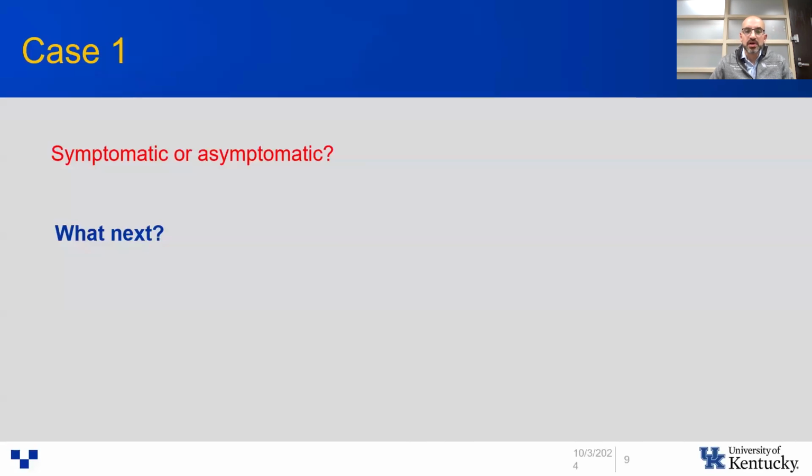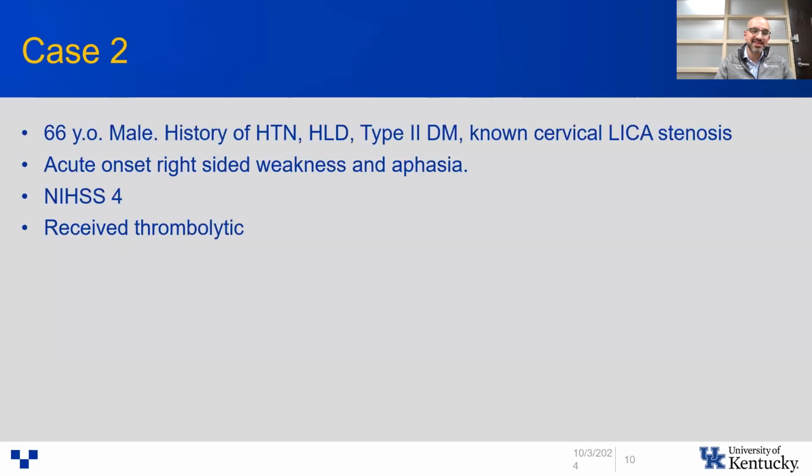So we want you to think about, is this currently symptomatic or asymptomatic? What do we do next? What steps do we take? Is this person a candidate for intervention? And if so, which intervention and when would you like this person to be followed up? We'd like you to think about this as we move on to the next case.